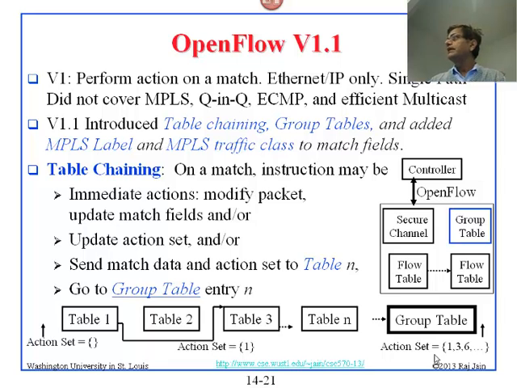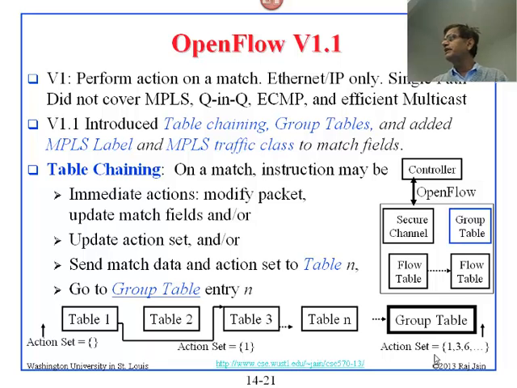What is table chaining? You look up in the very first table. If there is a match, it will tell you what to do and where to go. You go to that table. If there is a match, it will tell you what to do and where to go, and so on and so forth. Okay? Is that somewhat making sense? So that is the table chaining.